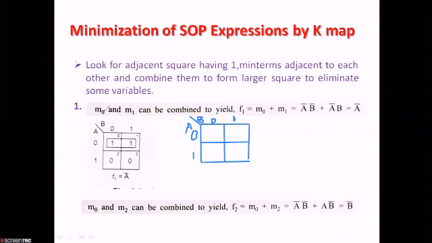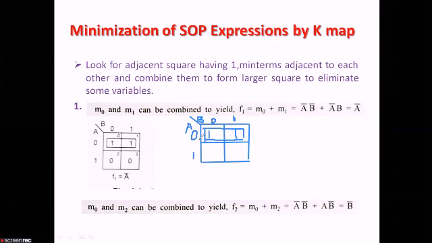What is told here is that M0 and M1 are present. As M0 is present, we are giving 1 here. As M1 is present, we are giving 1 here. Why? Because this is min term 0 and this is min term 1. So how to do the pairing? We will be doing the pairing like this, because these two ones are adjacent to each other.